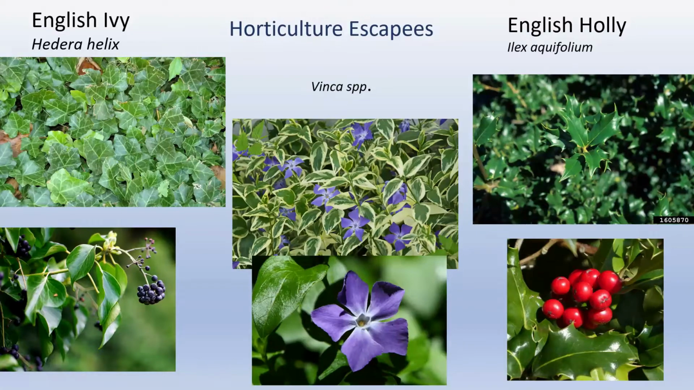And here's what I like to call the horticulture escapees. They have escaped the horticulture industry and now are running rampant out in the woods. English ivy, Hedera helix, is just super aggressive. Hopefully everybody knows what it is. It's berry right here. It fruits when it's on its upward growth. So it climbs up trees, it can strangle trees, and it likes to fruit on its growth upward.